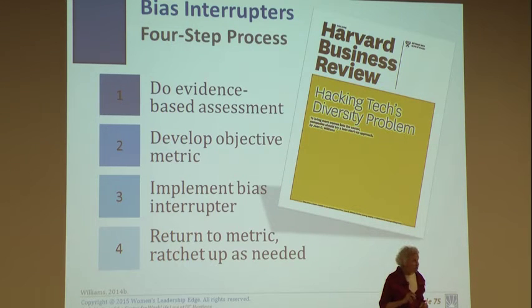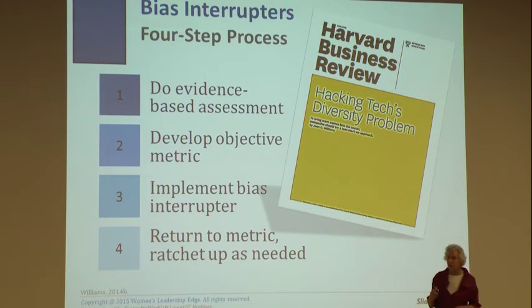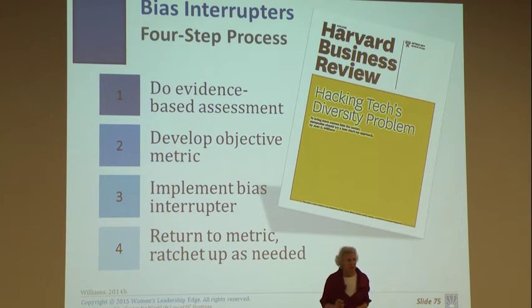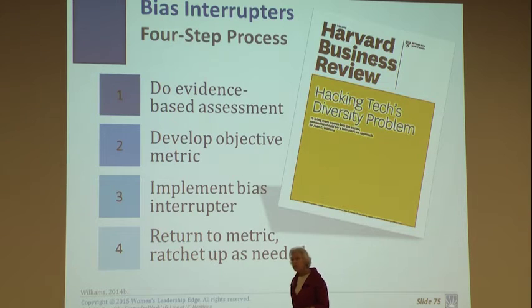And in a 2014 article in Harvard Business Review, I introduced a new model of organizational change designed to do exactly that. It's called metrics-driven bias interrupters. Although my Harvard Business Review editor said only someone from San Francisco could like that name. But we like it, right? Evidence-based, metrics-driven. And so it's received a lot of attention.